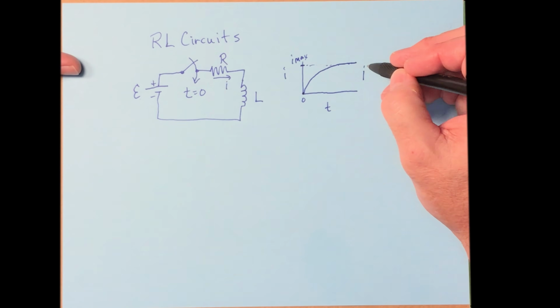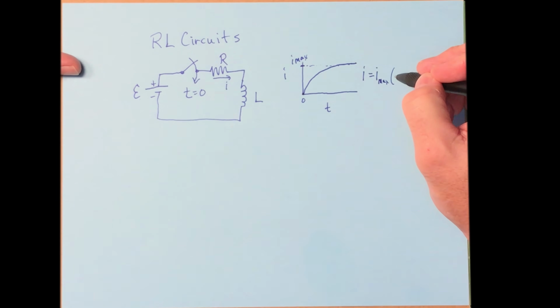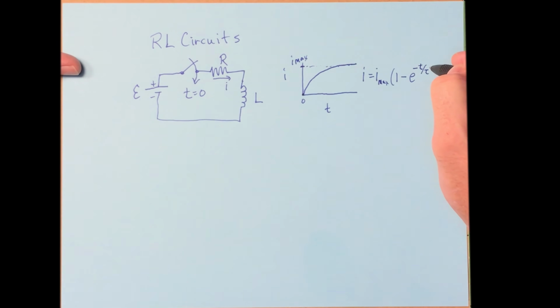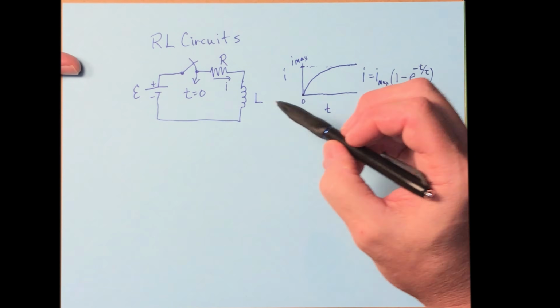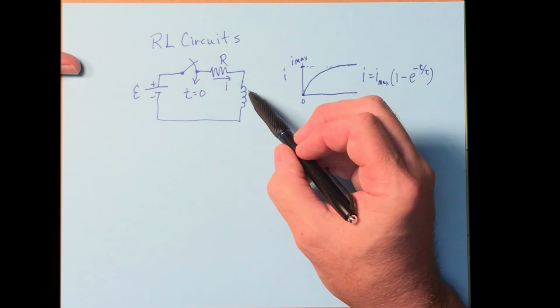If I were to write the equation for the current as a function of time, it's going to be I max times 1 minus e to the negative t over tau. Now, of course, tau is going to be different here for the RL case than it was for the RC case. But you've seen this type of equation before. You know what that looks like just by using your circuits knowledge about the way an inductor behaves.